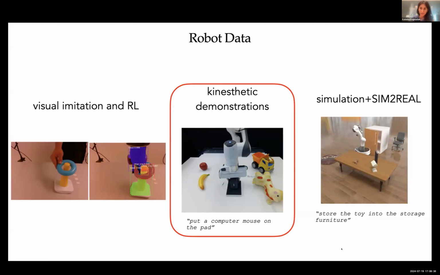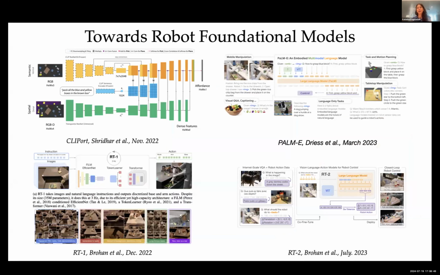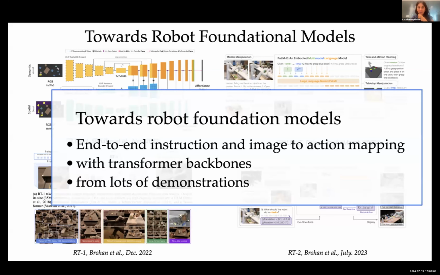I'm also very excited about building simulation scenes and learning in simulation, sim to real, that we don't need to discuss today. What we see is large vision-language models that are repurposed to also predict actions. These are 4 beautiful papers: CLIPort, PaLM-E, RT-1, RT-2. All of them are very famous, from Google and from Dieter's group. Basically, the trend is we're going towards robot foundation models using end-to-end instruction and image-to-action mapping with large transformer backbones and lots of demonstration training data.